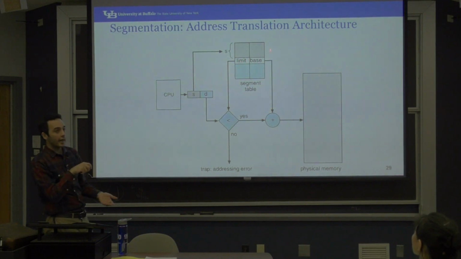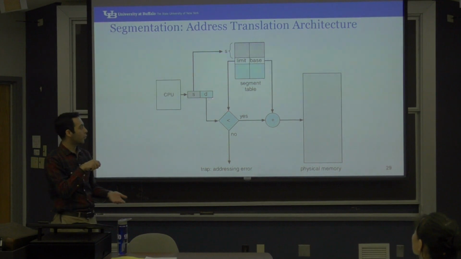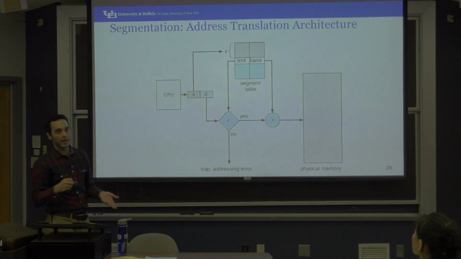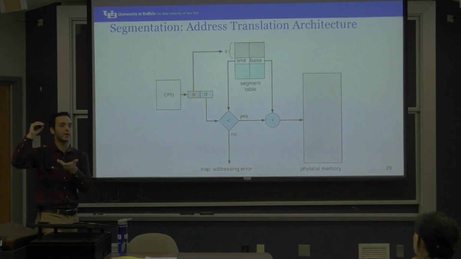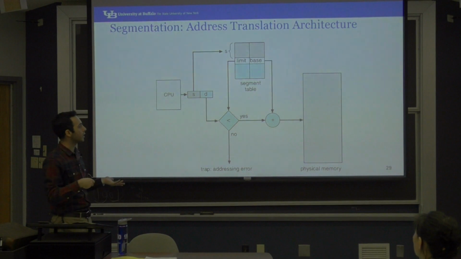Now we need to check that offset. Is the offset within that segment within the range of its limit or not? If a segment is only 1 kilobyte, and the user space is trying to access an offset of 2 kilobytes within that segment, it's off its limits, right? So if it's not within the range, trap it.